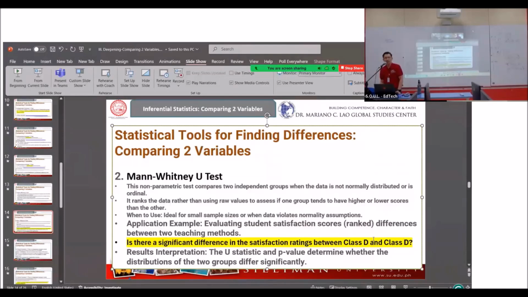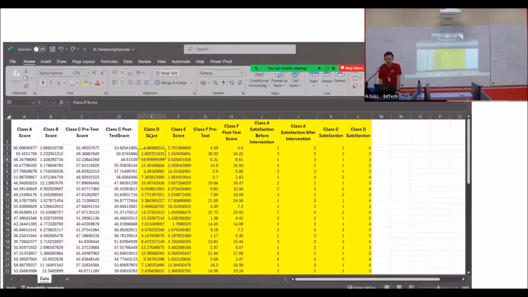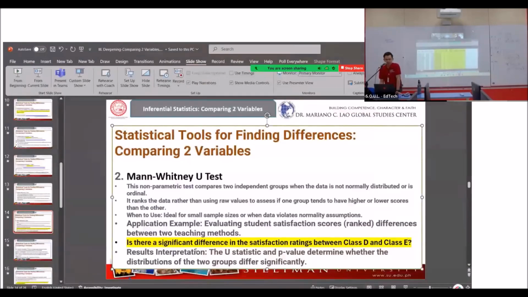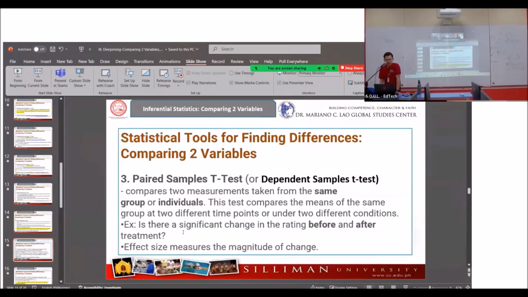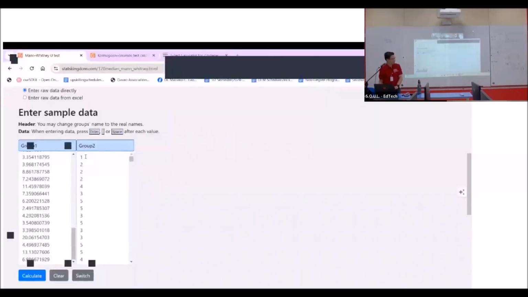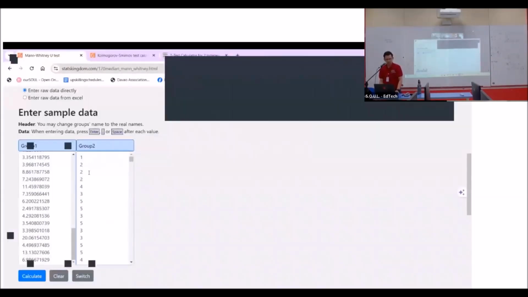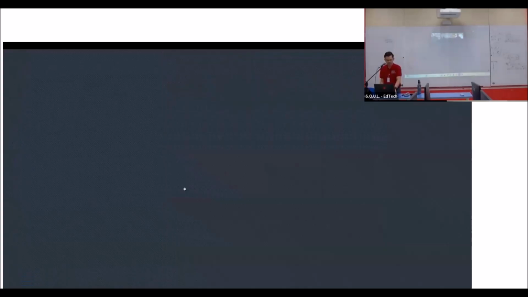The yellow actually there, those are skewed data. Okay? So skewed data. So in this case, I wanted you to use the U statistics and p-value to determine whether the distribution of the two groups differ. So in the Mann-Whitney test, you can use this calculator. Oh, okay. I will paste it here. Oops, that's the same data. Here, I should copy class E.